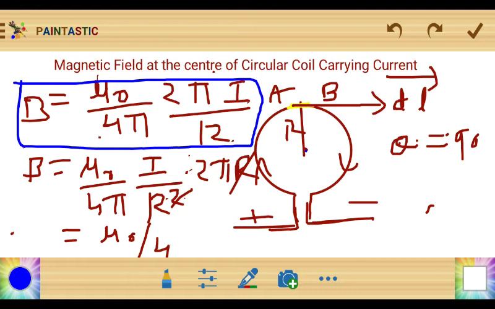Okay, but if the circular coil has more than one turn, if we talk about n coils, then we simply multiply the result by n, so it is mu 0 times 2 n pi I upon r. So this is the final expression. And the direction of the magnetic field, remember, is given using Fleming's right hand thumb rule, or the right hand screw rule, you can use either.